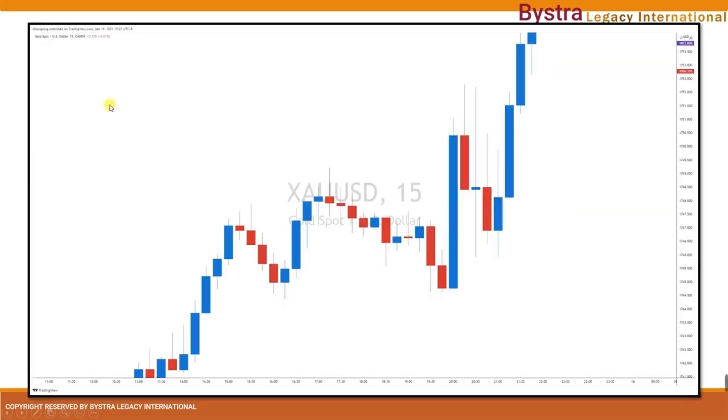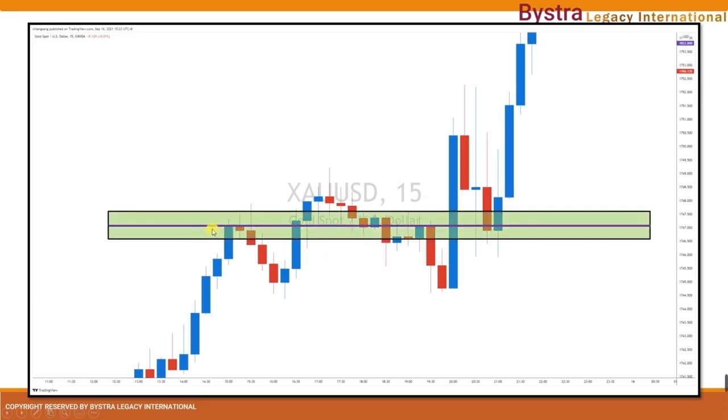Okay, now let's have a look at another example here. Okay, see this guys. So we have the resistance. We mark the horizontal line. We have the drop base rally. However, this is not considered an SNRC2 anymore. Why guys? Are you able to find out why it doesn't count as an SNRC2 setup?